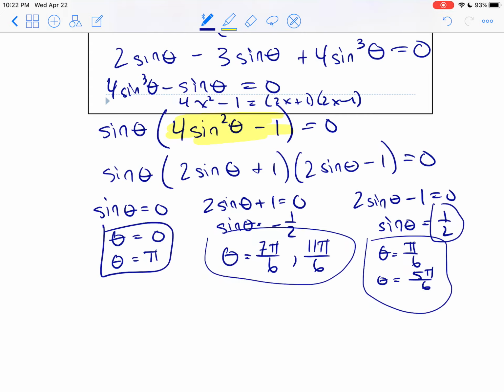So if I want to write my solution set, I'm going to write the solution set as a set. And I'm going to start with the smallest value, and I'm just going to write all the values in increasing order.